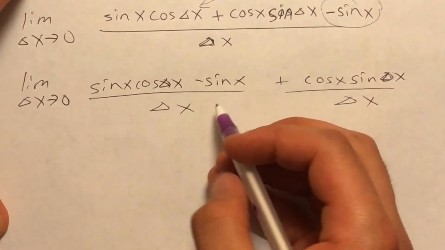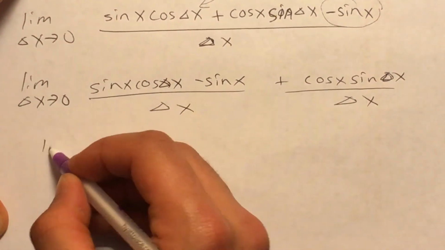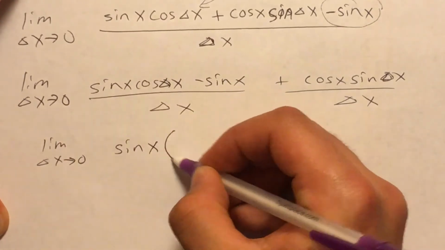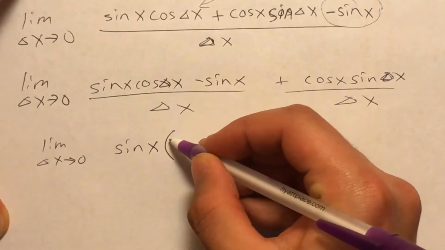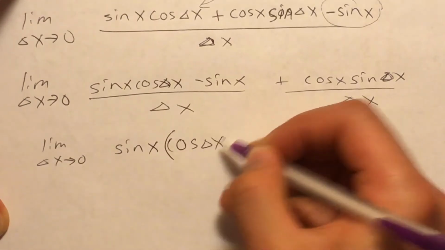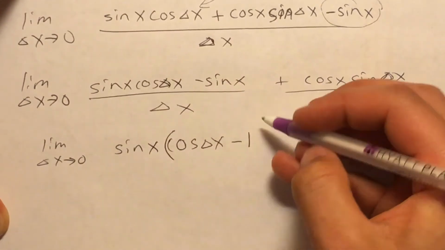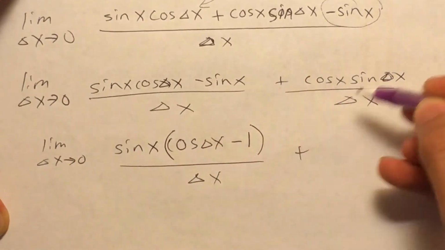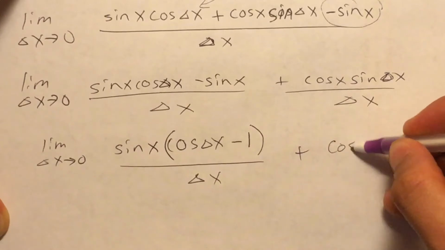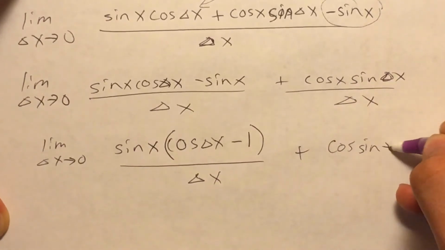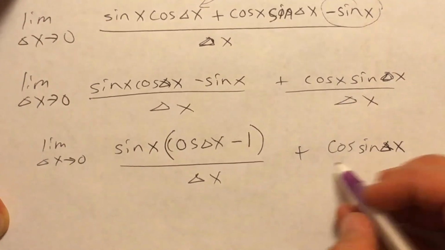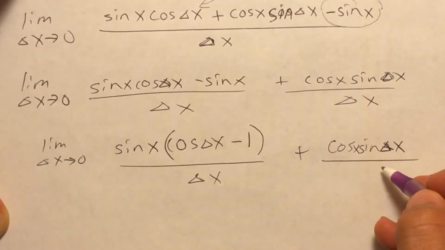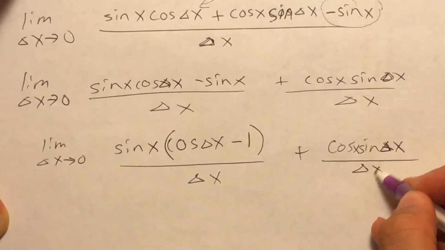Okay, so now if we factor out the sine of x, we get sine of x, and then cosine delta x minus 1 over delta x. Then right here, just keep it the way it is, plus cosine x, sine delta x, over delta x.